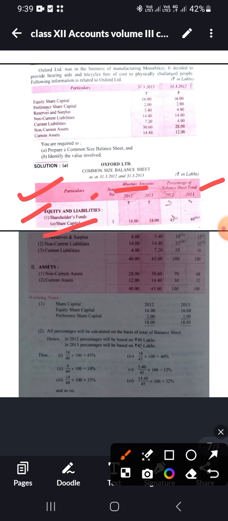Equity share capital and preference share capital total will be the answer for share capital. So here for 2012, 16 plus 2, that means 18 is the answer for share capital. Here 16 plus 2 is also 18, that means share capital for both the years is 18.